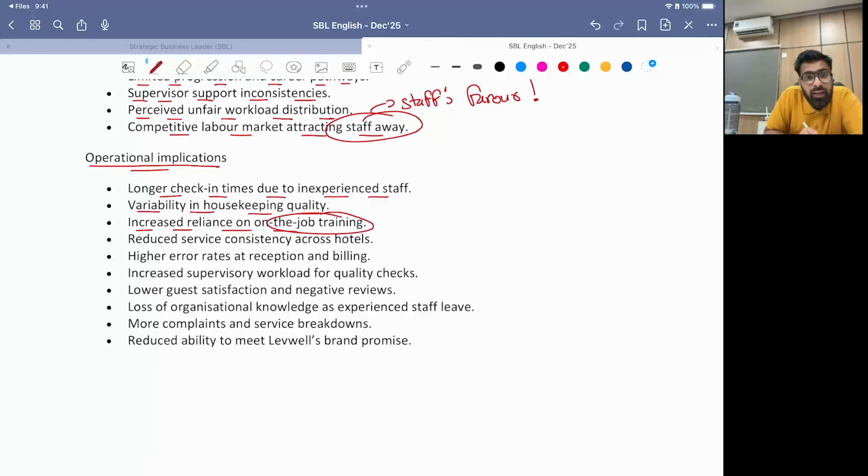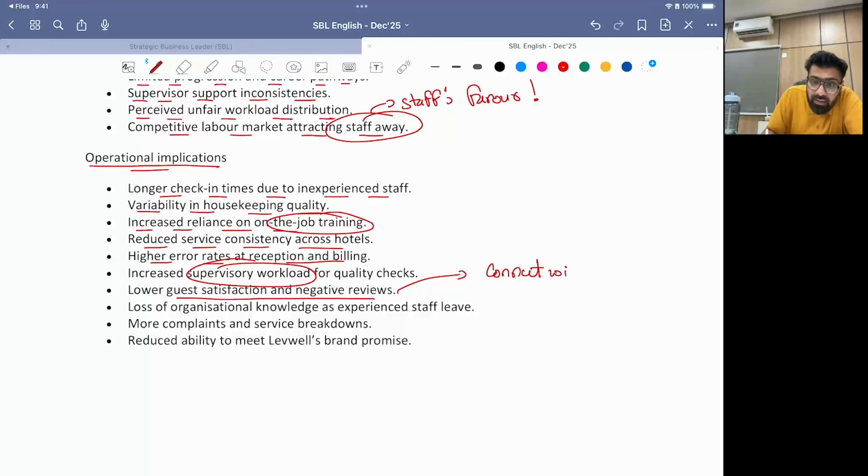on-the-job training, right? Reduced service consistency across hotels, so higher error rates, long queues, right? Increased supervisory workload, and your supervisor might be resigning as well because they need to correct so many errors. The staff is not good. Lower guest satisfaction and negative reviews, connect with the scenario as well.